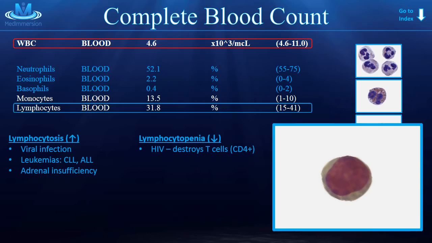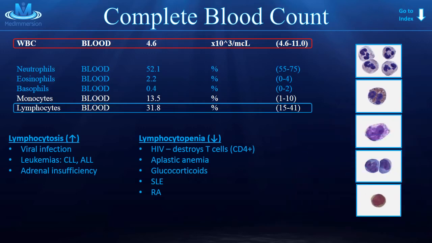All right, next up, aplastic anemia. That would decrease a lot of cells. Glucocorticoid use, again. Systemic lupus erythematosus. And rheumatoid arthritis. Cool? Let's move on.